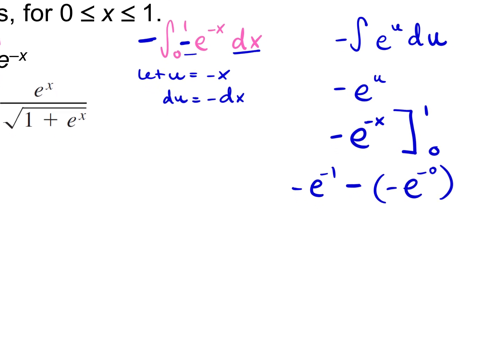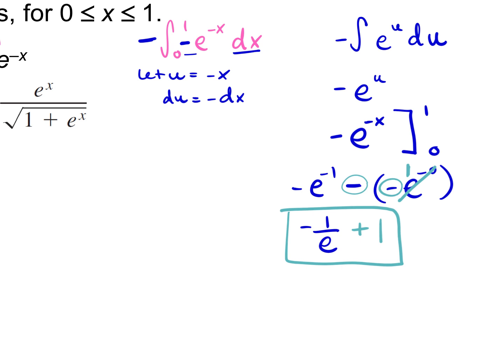So we can simplify a little bit. Negative e to the power of negative 1. What does a negative exponent do? Flips it, so we'll just call it negative 1 over e. What is e to the power of 0? 1. Awesome. So this would be minus negative 1, which would turn into plus 1, because we have two negatives there. So this would be our area under the curve. That would be our answer. Can't combine them because they're not like terms, so we could just leave it like this.